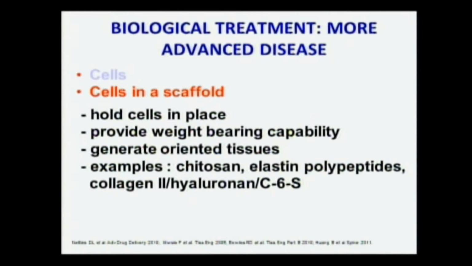And I've already showed you a little bit of the work that we've been doing in terms of delivering annulus cells to a defect. And there are a number of people who are also working in this area. And this idea of delivering cells in a scaffold allows you to hold the cells in place. So, as Jim mentioned, if you inject something, it has the potential to go in a variety of different locations. And it also allows you to create a tissue structure that is more closely mimicking the native tissue.